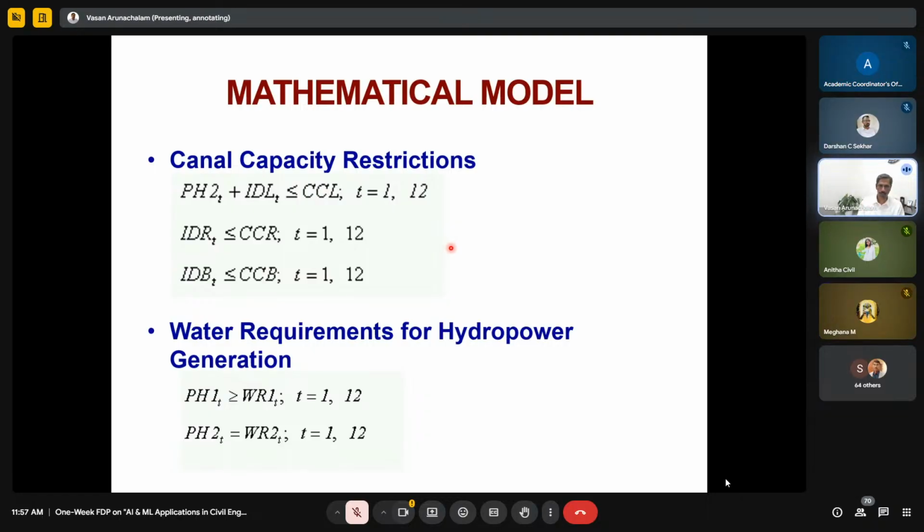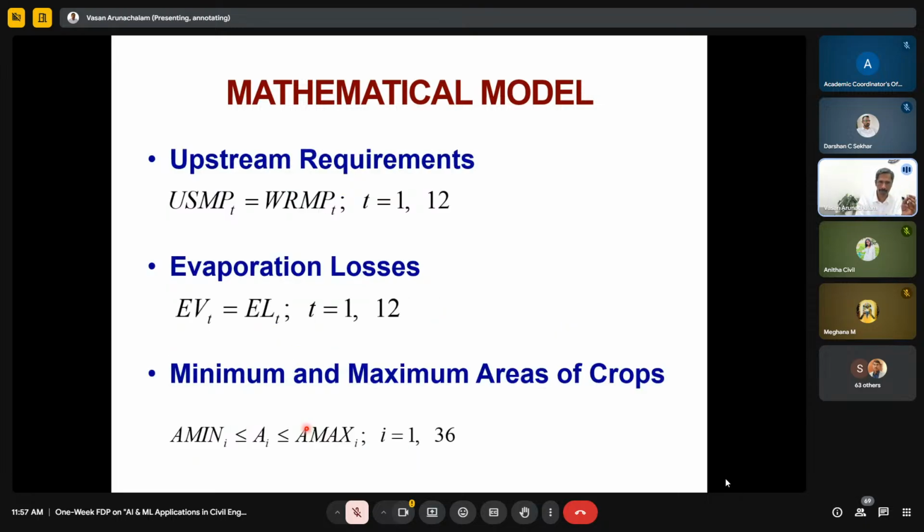Same is the case with respect to the water requirements for hydropower generation. There is a minimum requirement that has been kept in. Otherwise, if you want to make it a multi-objective model, I can also say maximize the benefit and maximize the hydropower. Now if I maximize the hydropower, my water for irrigation might get reduced. So the benefits will have a trade-off. So I normally always have objective functions which are conflicting with each other whenever I do these formulations, right?